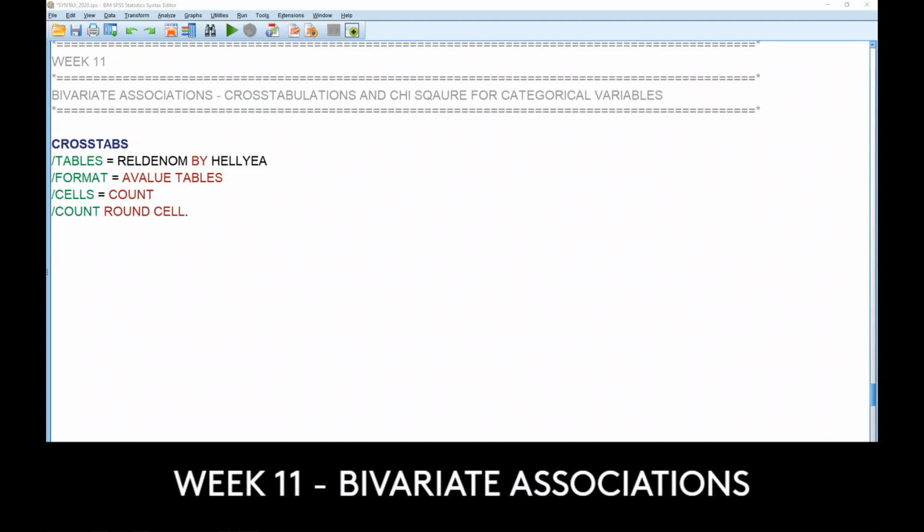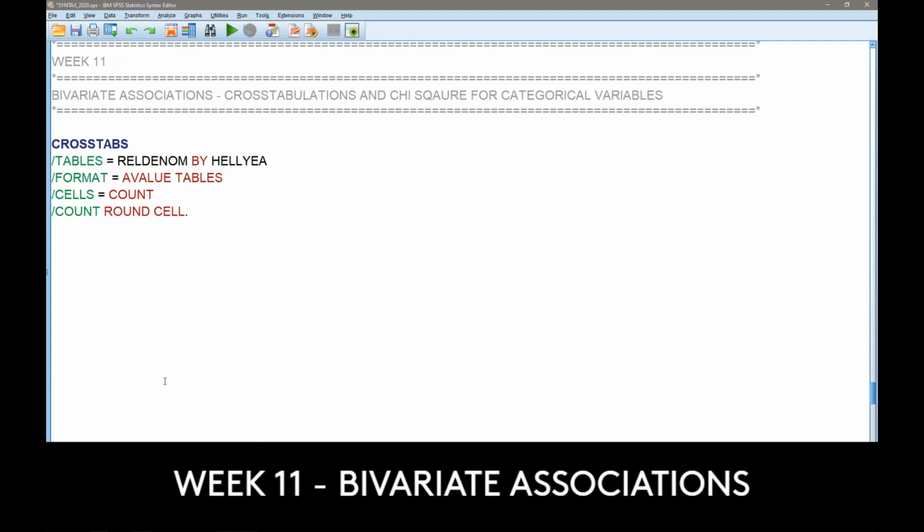We are going to be using SPSS now to generate cross tabulations and then produce the chi-square test for the contingency table. Okay, so go ahead and annotate your syntax. Make sure to write week 11, and you can specify for your reference what the topic is at hand.